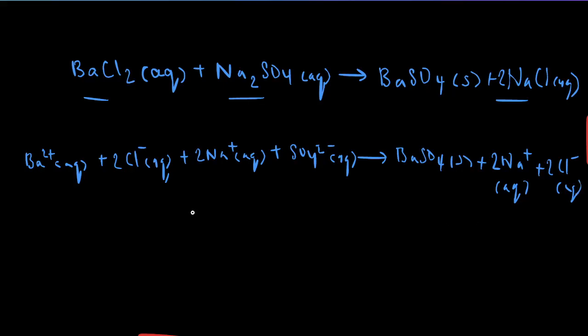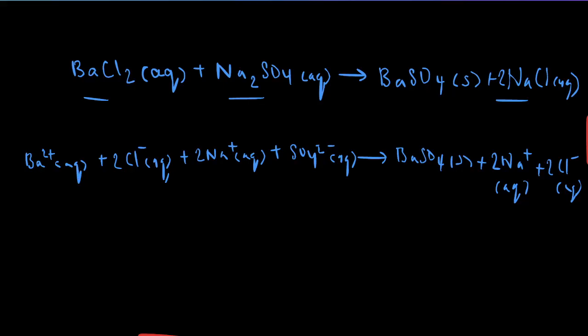And so now that checks off step number 2. We split it up. I know it takes up a lot more room, so make sure you have enough room to write this out. But now we've split up our aqueous species into their ions, and we're now going to just do the last step, which is to cancel out our spectator ions.